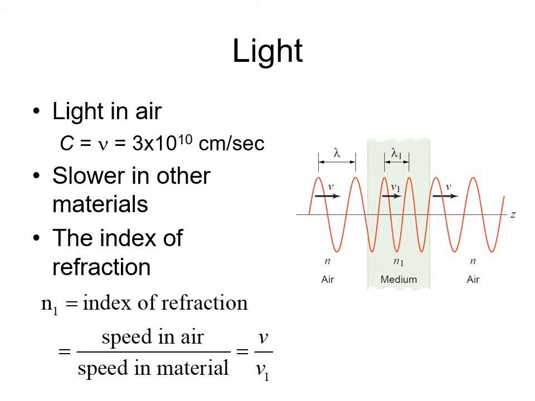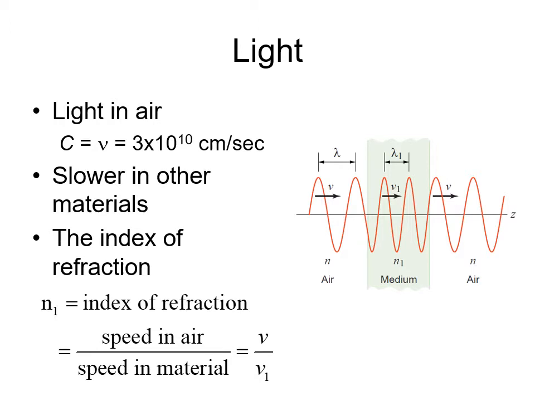If we're thinking about light in air, which is typically what we're going to be dealing with in these labs, we have c equal to our velocity v of 3 times 10 to the 10th in units of centimeters per second. It's slower in other materials; depending on the material, the speed of light will change. We can talk about our index of refraction. We have an equation down here: N1, the variable denoting the index of refraction, is equal to the speed in air divided by the speed in the material, V over V1. So V1 would be the material.